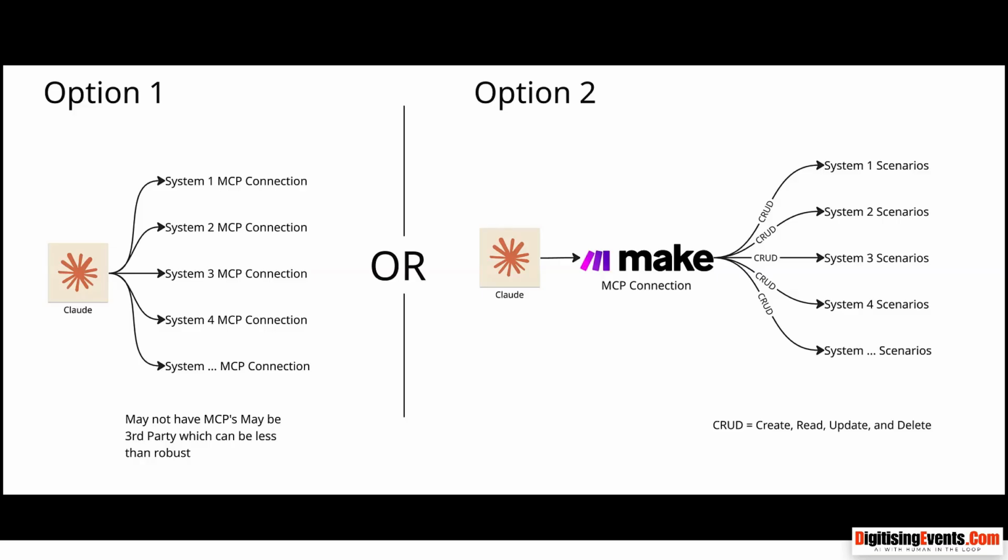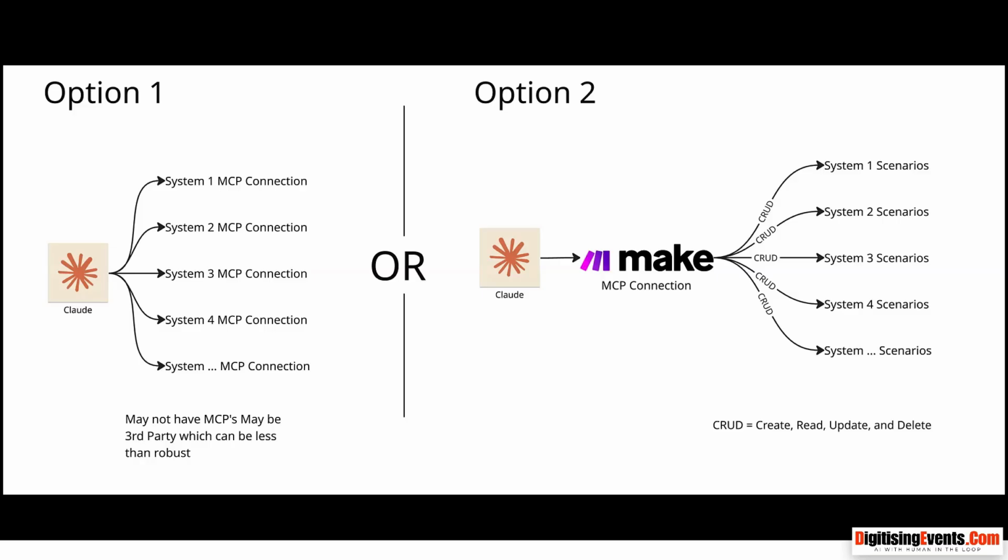But what I found is that there are a lot of systems where the MCPs aren't provided by the platform itself. So you've got third-party systems. Some can be more robust than others. Others are paid for. And suddenly I would go, hang on a minute, I've got maybe 10, 20 systems, and I'm now going to have to pay for 20 different MCPs.